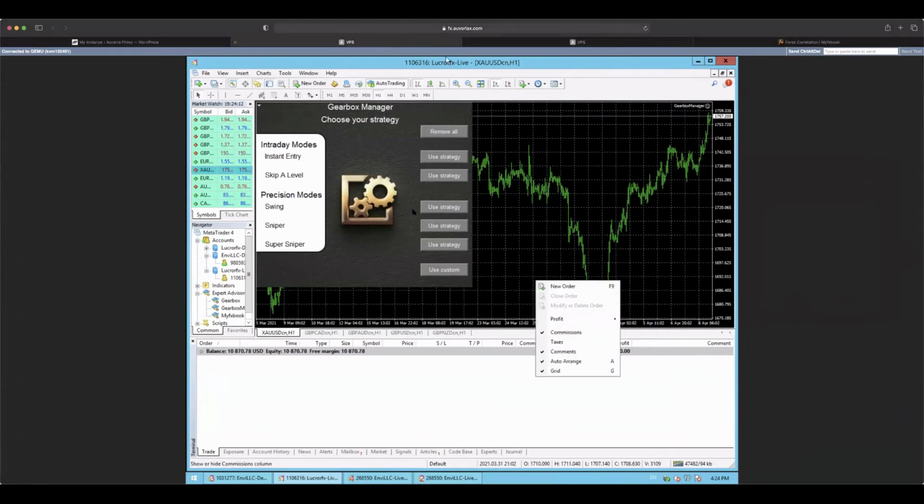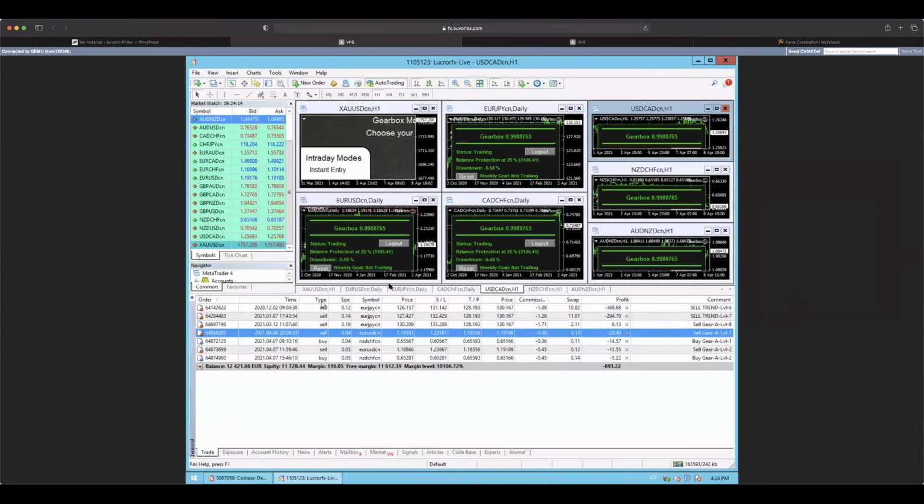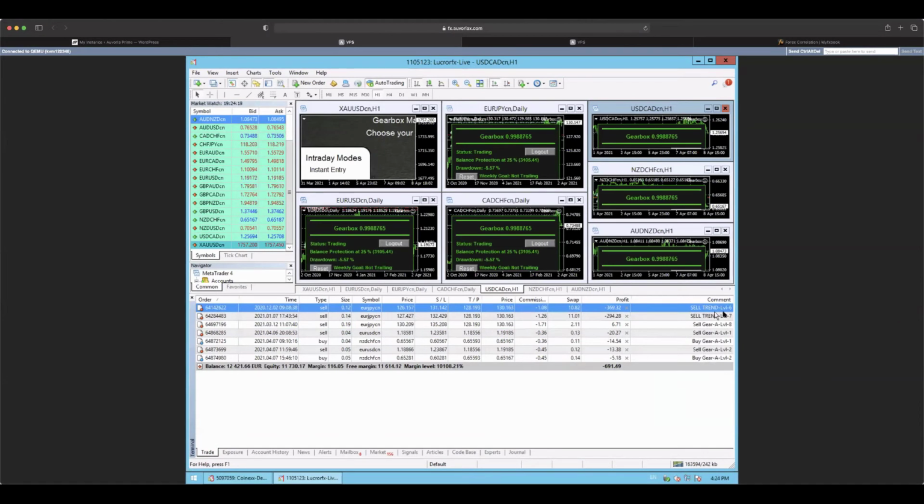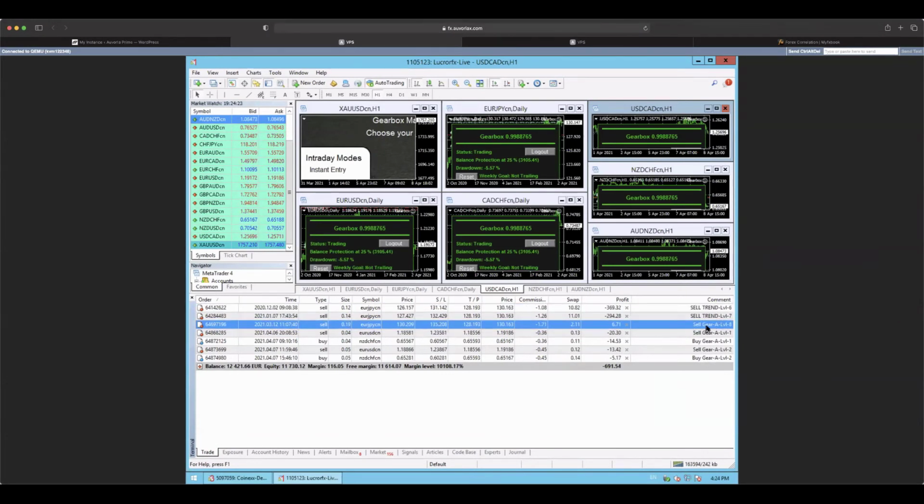So if we go back to my other VPS here, ignore the messages there. You'll see these were Einstein trades: sell trend level 6, sell trend level 7. And then you'll see right here that sell gear A level 8 open, which was the sell trend. And it just picked up and managed those trades. So it'll pick up and manage them. Now, let's say she switches and sets up GearBox on precision mode, right?